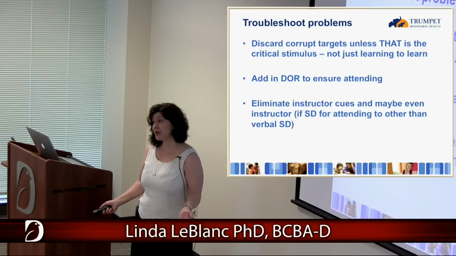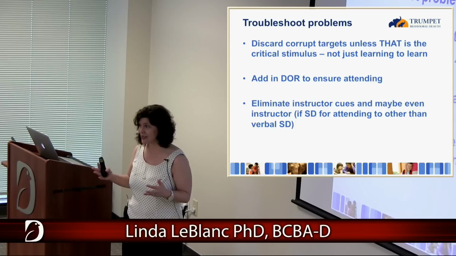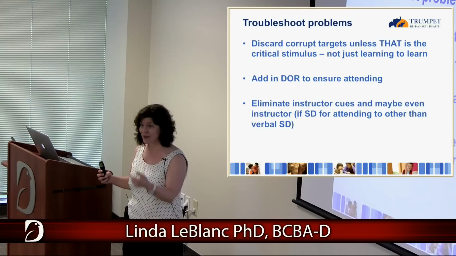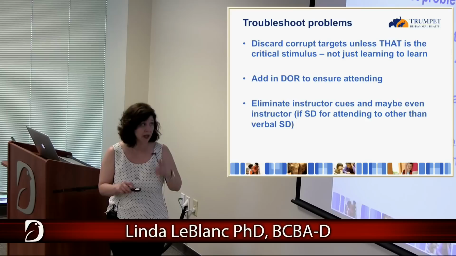And then it could be instructor cues crept in there. So even though you were doing a lot of the rest, the counterbalancing, there was still that looking at the right one in the array. And that immediately became a more salient stimulus than that auditory stimulus. So eliminate the instructor cues. That is, teach them to not glance.